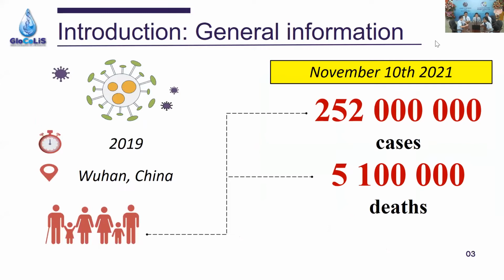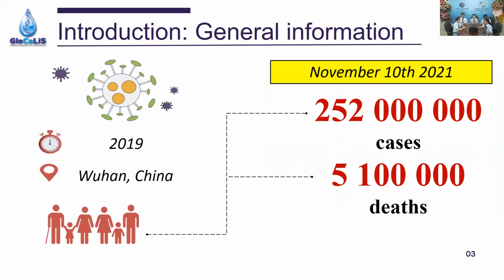Coronavirus is an infectious disease newly discovered in Wuhan, China. Up to November 10th, there have been 252 million reported cases and 5.1 million deaths. COVID-19 has upended the life of mankind, deeply affecting all economic, political, and cultural aspects. According to UNESCO, up until November 8, 2021, nearly 1.6 billion students have been affected all over the world.